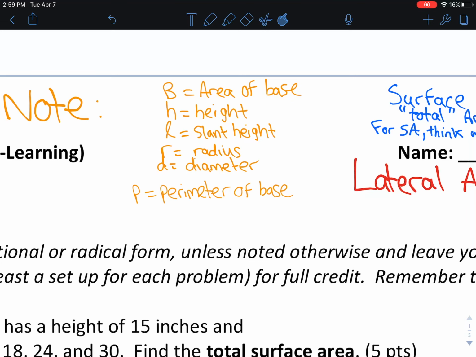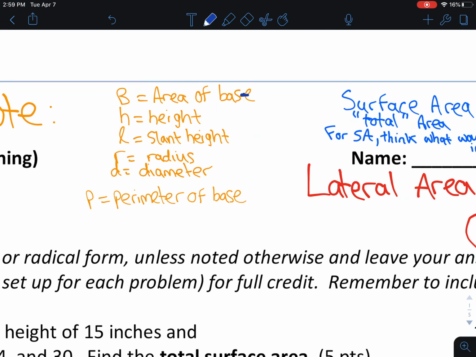Throughout this video, I want you to understand what these letters mean. So remember, B is the area of the base. Wait, I want to use my highlighter. There you go. If you want to reference this, please make sure you make note of it.